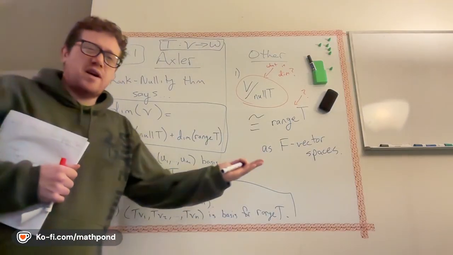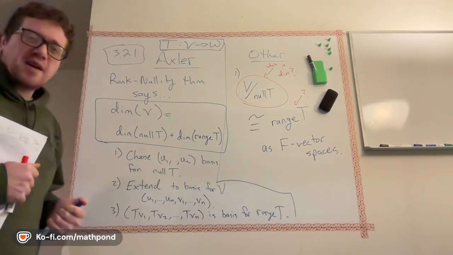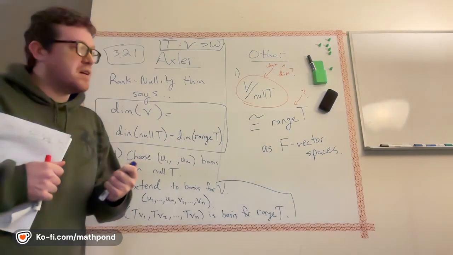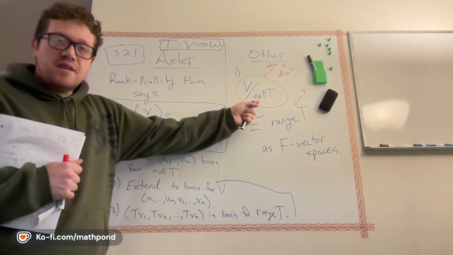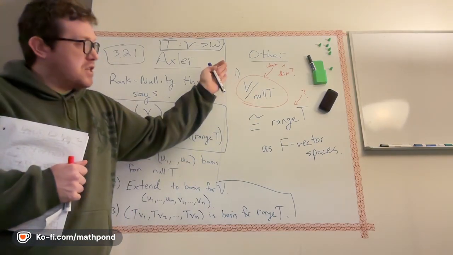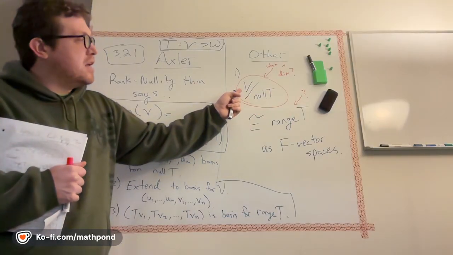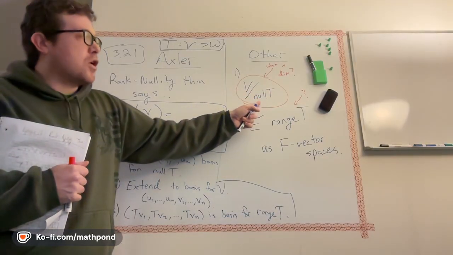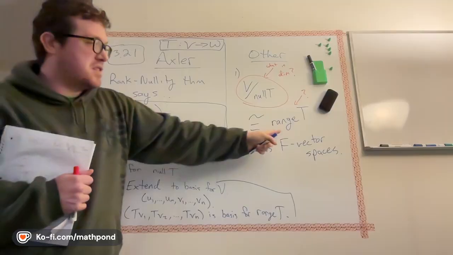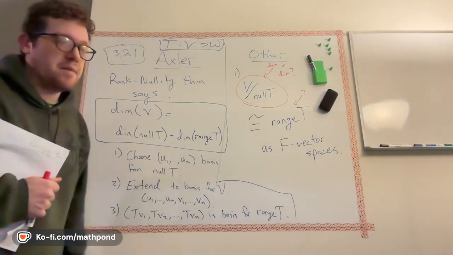Okay, so I just wanted to give you both perspectives, because if you're studying group theory, you would think of this statement as a statement about the quotients, that V mod the kernel is isomorphic to the image, would be the group theory statement.